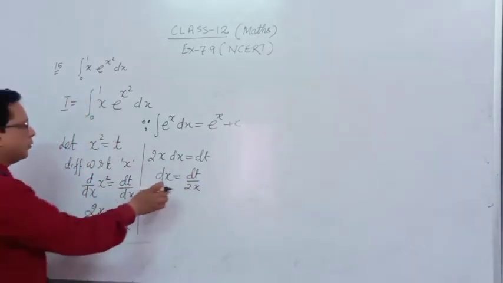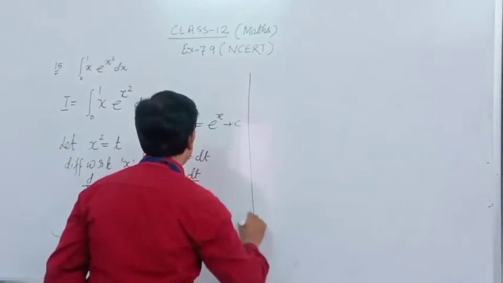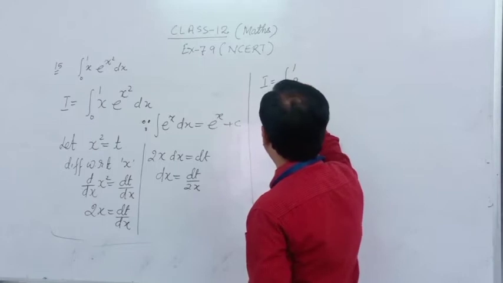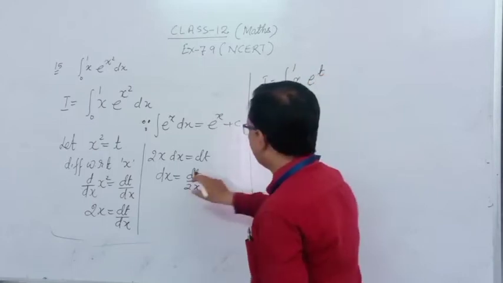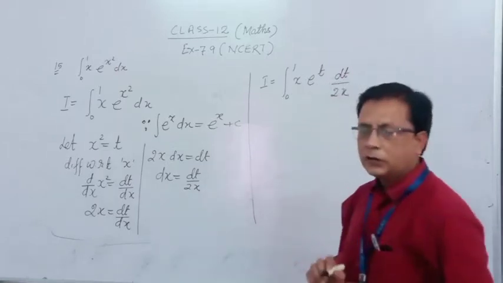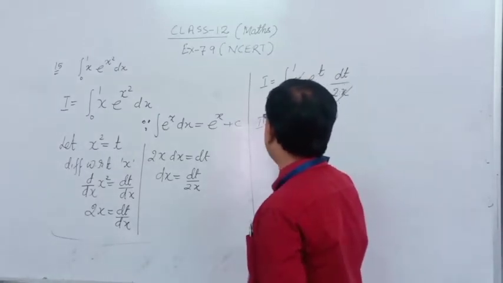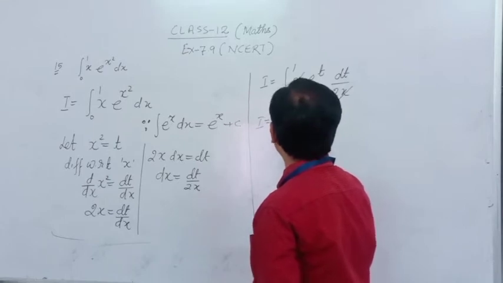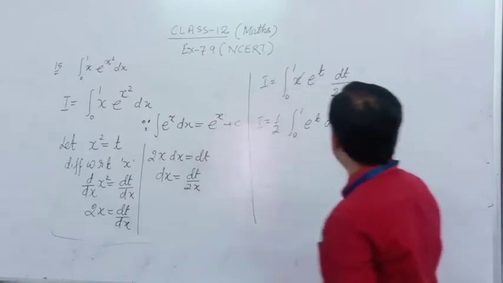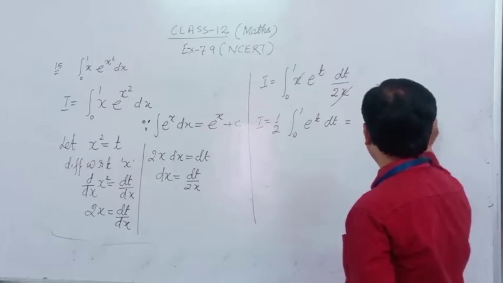Now when we substitute, all the values are here. So we get I is equal to the integration from 0 to 1 of x e to the power t, and in place of dx we write dt upon 2x. Here we see that the x cancels and the 1 by 2 is a constant, so it comes out of the integration. So this is e to the power t, and the integration of e to the power t is also e to the power t. This is from 0 to 1.